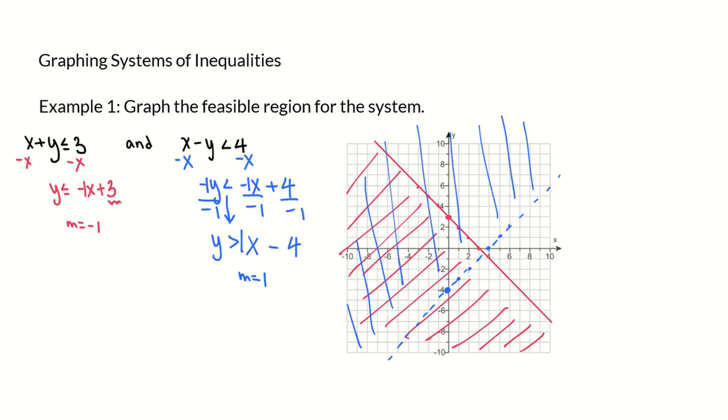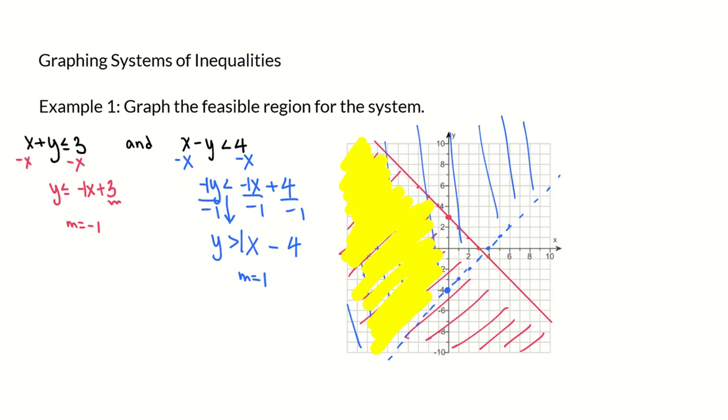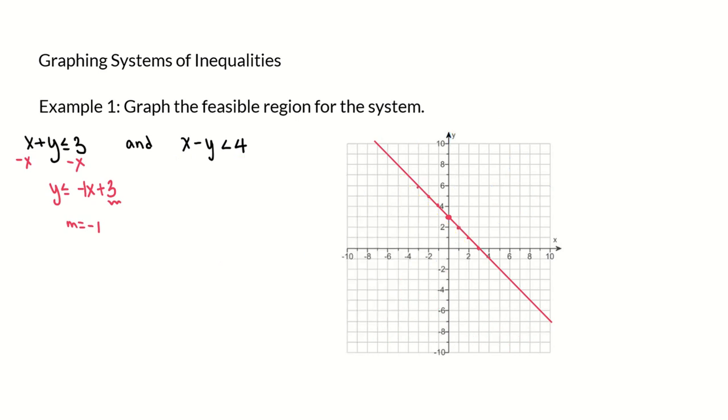And the feasible region for this system is going to be all of the area that is shaded by both inequalities. So we'll shade this feasible region in yellow just to show very clearly what the region is. So it's everything that's below the red line and above the blue line. So it makes up this little corner of the graph. And it will be including the red line for that part of the area, but not including the blue line.